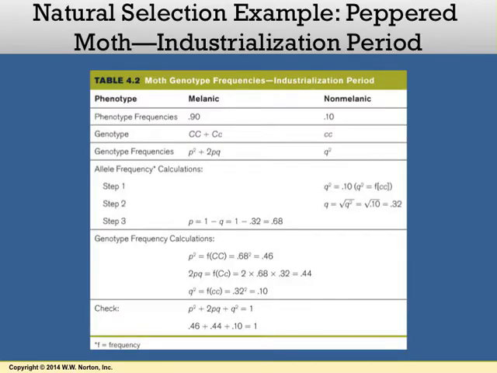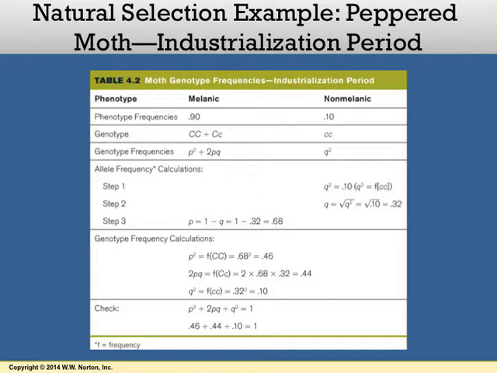Researchers were able to estimate that during the industrial period, 90% of the moths were of the melanic variety, while 10% were non-melanic. This gives us the phenotype frequencies listed here of 0.9 for melanic and 0.1 for non-melanic. Let's start with the non-melanic. Since non-melanic is homozygous recessive, the frequency of the small c allele must be the square root of 0.1, which is about 0.32. This means that the frequency of the small c allele is 0.32.